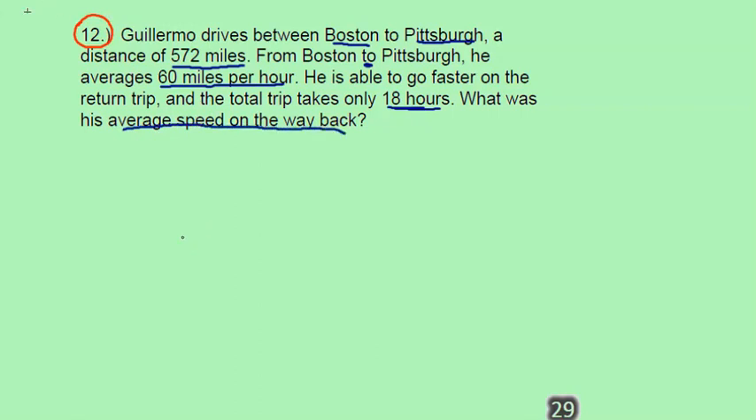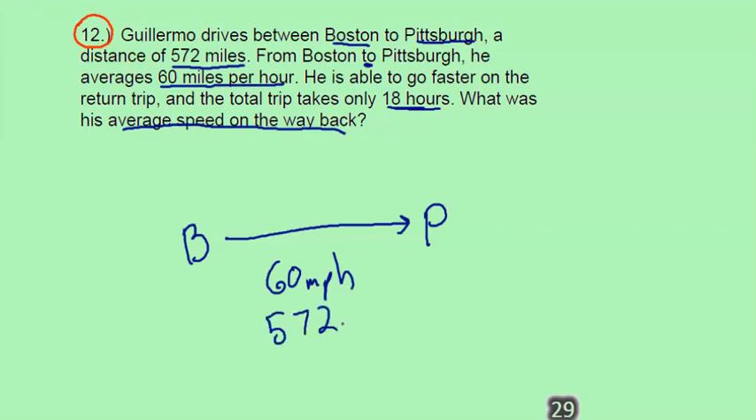So let's go ahead and draw this out. So here's Boston, here's Pittsburgh. We go from Boston to Pittsburgh, he went 60 miles per hour. And the total distance was 572 miles. On the way back, they went an unknown amount of miles per hour, and it was still 572 miles.